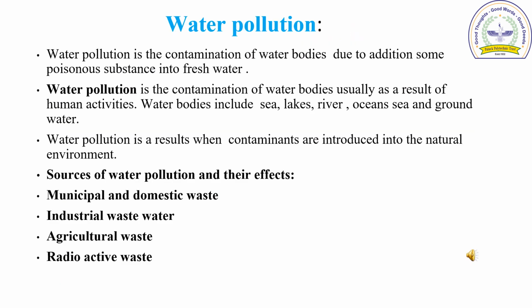As we have seen air pollution, now let us understand water pollution. Water pollution is a contamination of water bodies due to the addition of poisonous substances into fresh water. Water pollution is the contamination of water bodies, usually as a result of human activities. Water bodies include seas, lakes, rivers, oceans and groundwater. Water pollution results when contaminants are introduced into the natural environment.